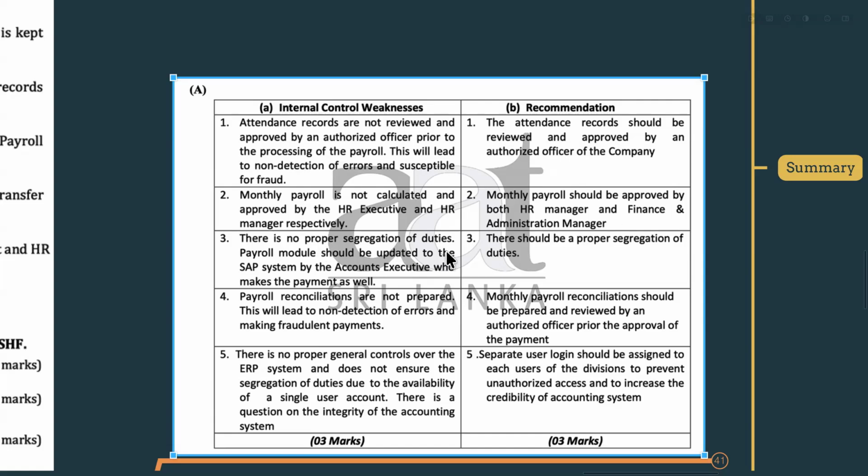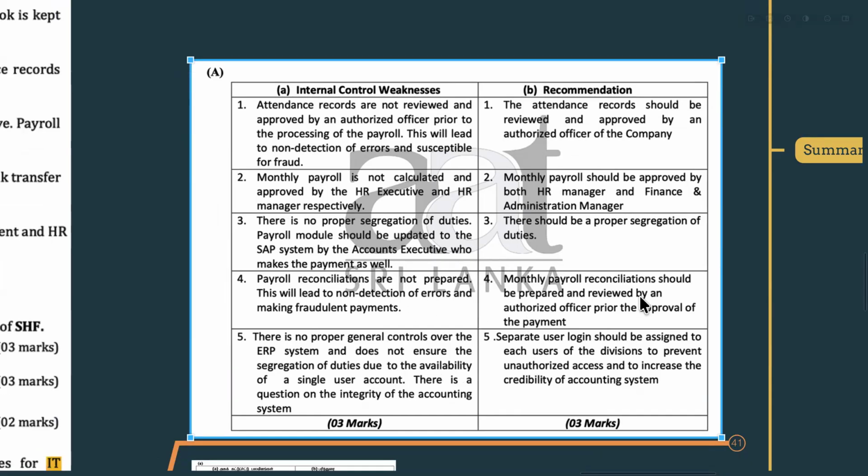And there's no proper segregation of duties here, because the payroll module should not be updated in the SAP system by the accounts executive who makes the payments as well. So there should be proper segregation of duties. That's the recommendation. And payroll reconciliations are not prepared. This will lead to non-detection of errors and fraudulent payments. So monthly payroll reconciliation should be prepared and reviewed by an authorized official prior to the approval of the payment.